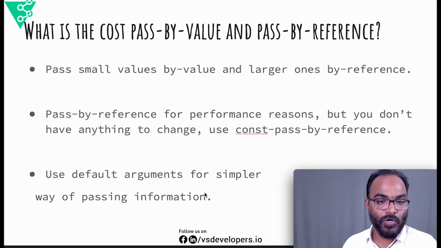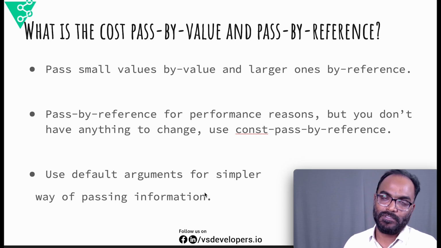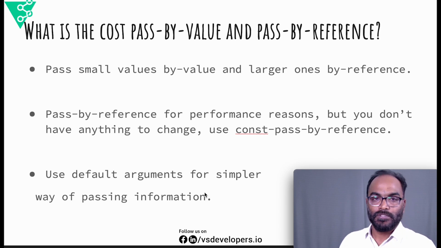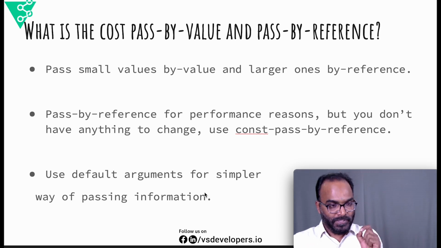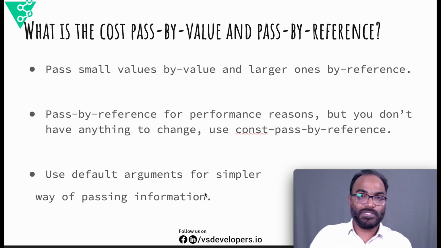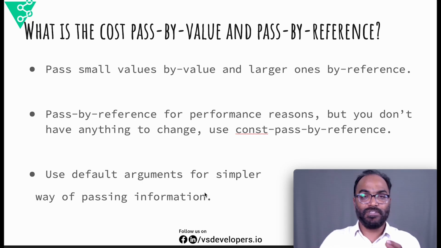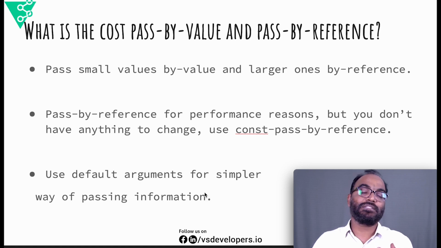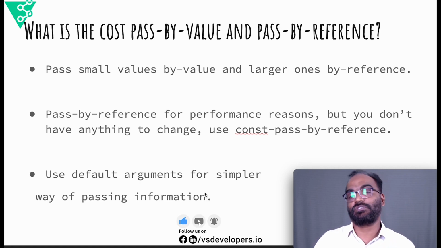Particularly about the cost of pass by value and pass by reference, these three statements should help you answer the question. So when do you use pass by value? Pass small values by value and larger ones by reference. What do we mean by that? When you pass an object or a value that is heavier, you are increasing the memory footprint of your application.